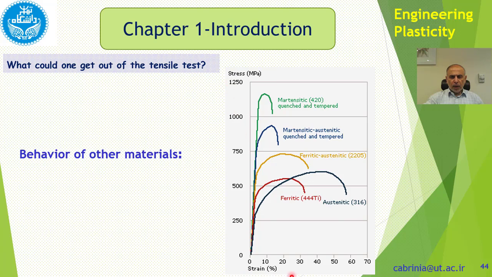Right here again we have a stress-strain curve. Now, martensitic, quenched and tempered. This is martensitic steel. Martensitic austenitic is an alloy steel. Ferritic austenitic also is an alloy steel. And here is the austenitic, that is an alloy steel as well, and ferritic. These are all alloy steels. As you can see, martensitic, as expected, has the highest strength, and ferritic has the lowest strength. It's nearly 3 times as this. All of these structures are obtained through heat treatment. So we can change the properties of a steel by heat treating it.